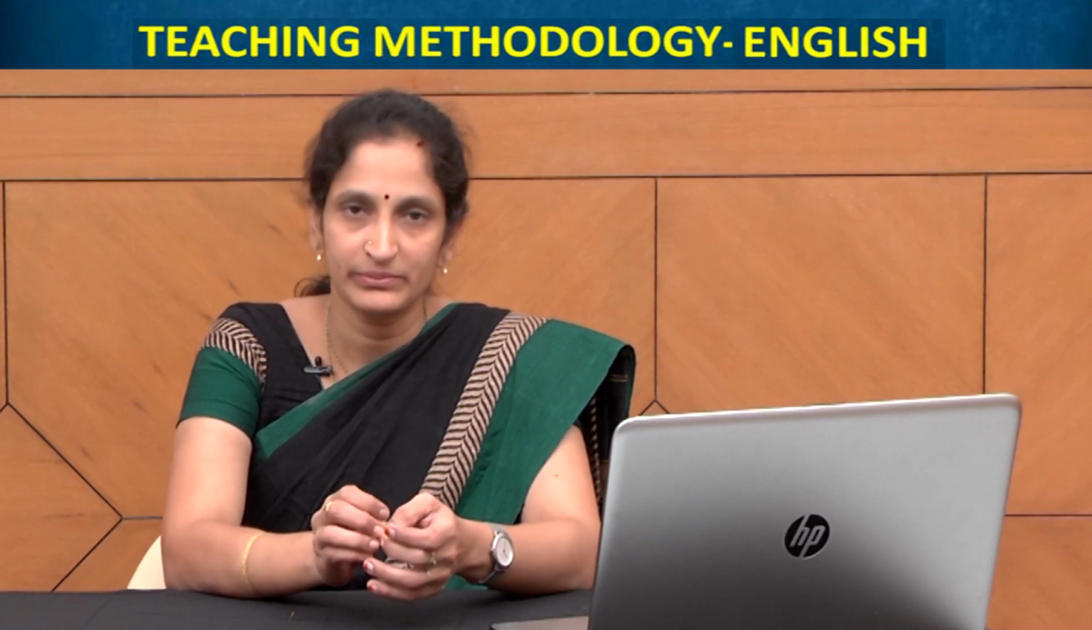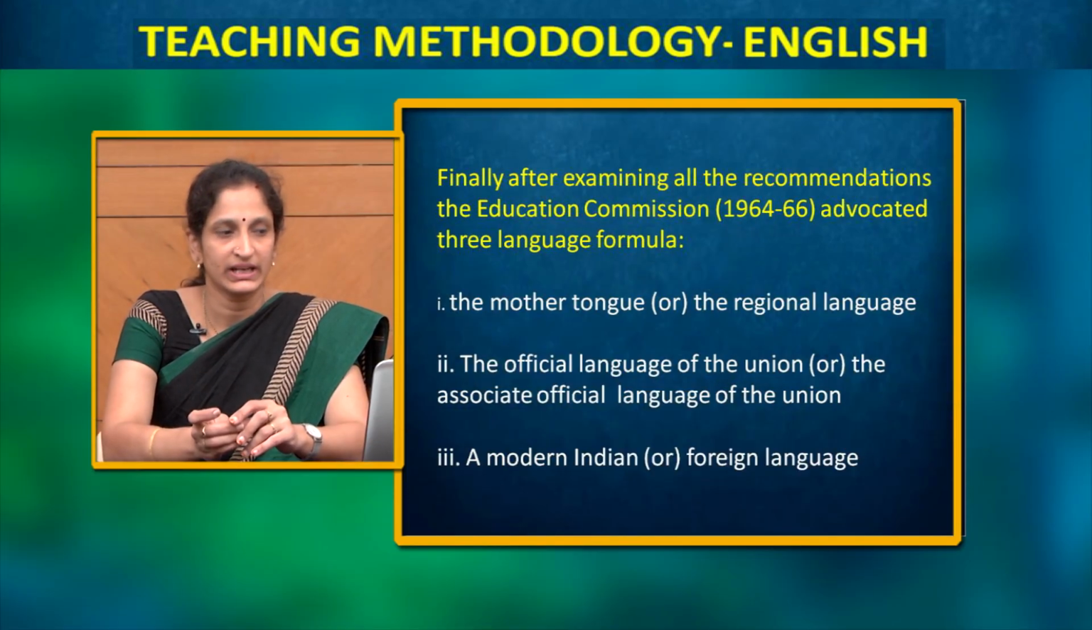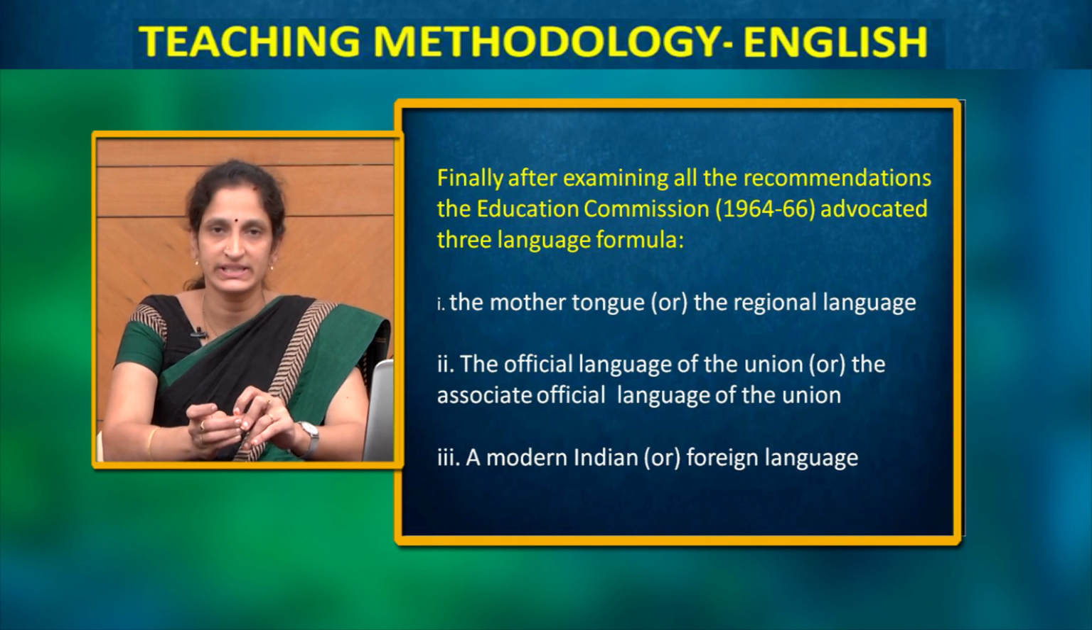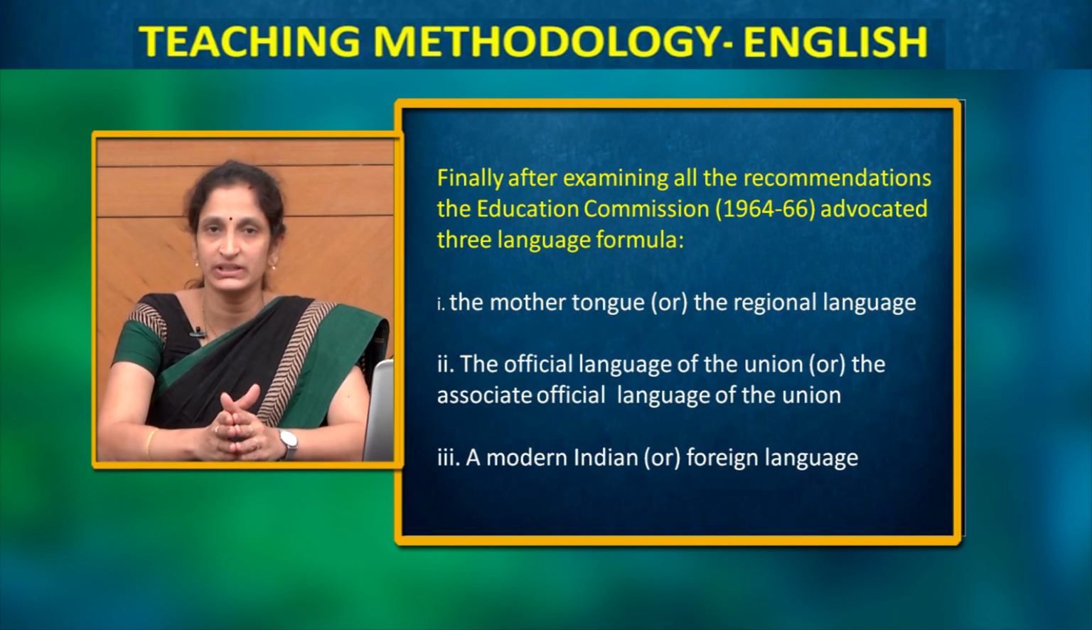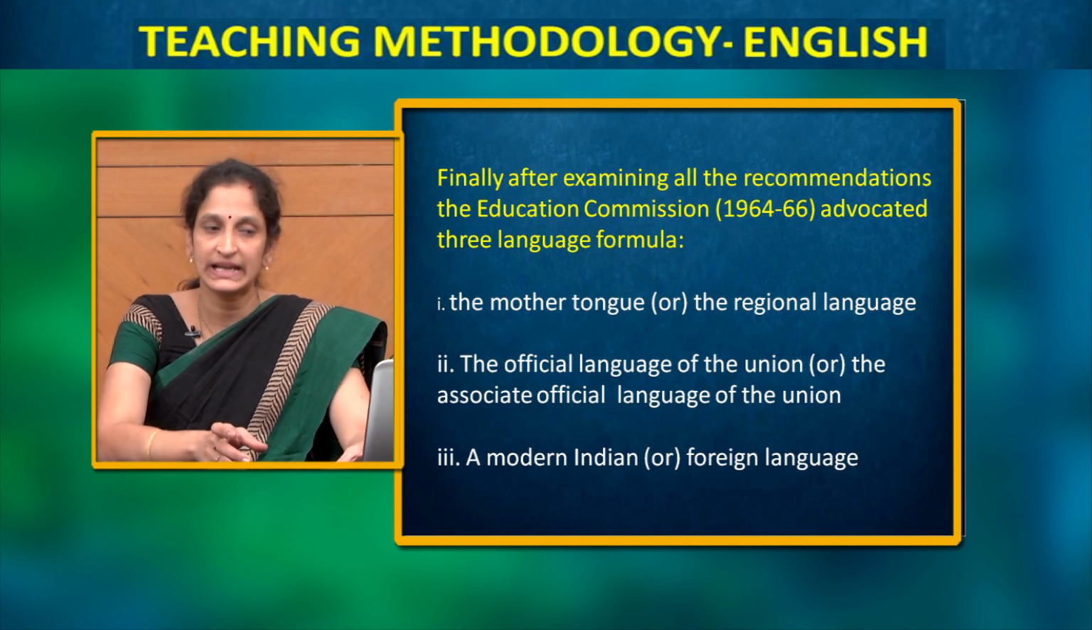Finally, after examining all the recommendations, the Education Commission in the year 1964-66 advocated the 3-language formula. As we know, the Education Commission is also known as the Kothari Commission. In that, the first language is the mother tongue or the regional language. The second language is the official language of the union or the associate official language of the union. Coming to the third language, the modern Indian or the foreign languages. These are the 3 languages proposed by the Indian Education Commission.